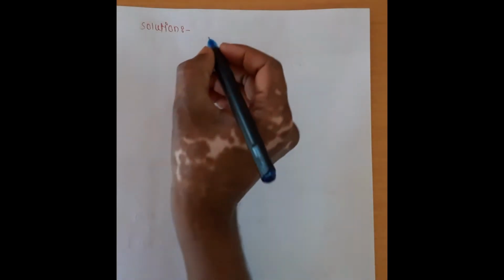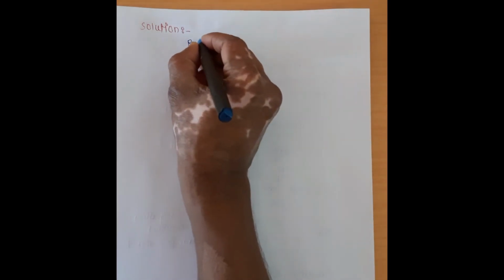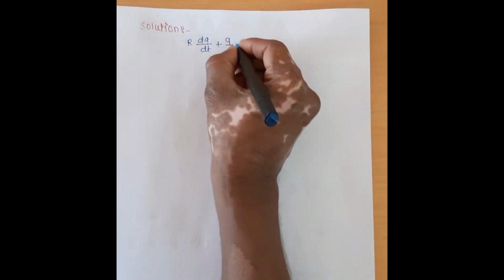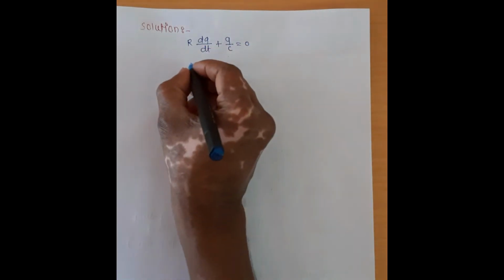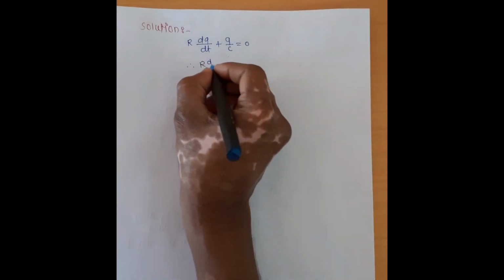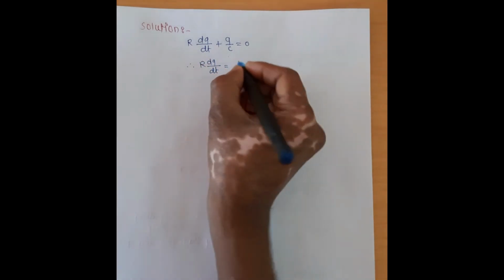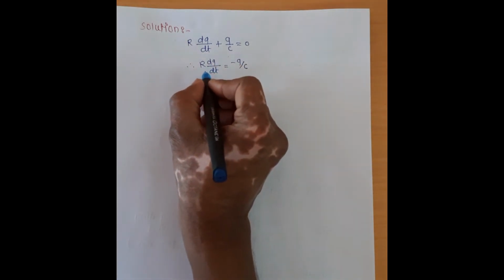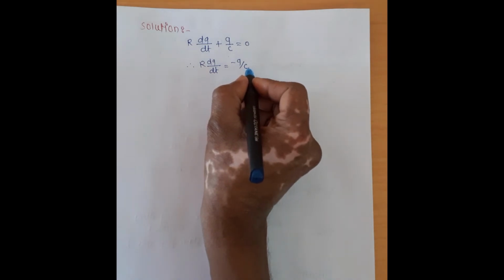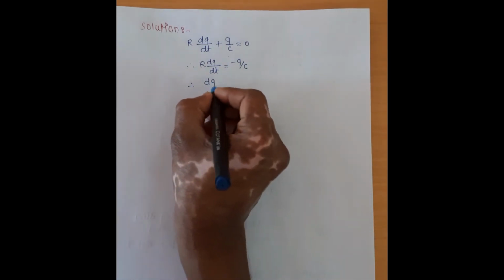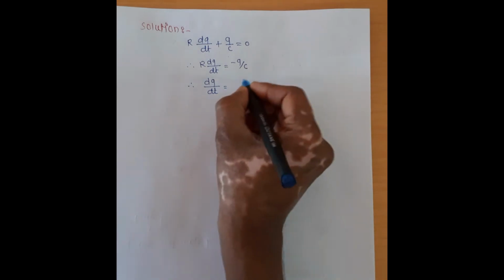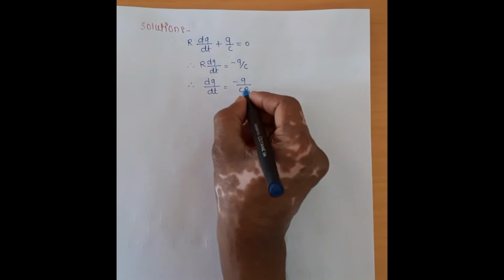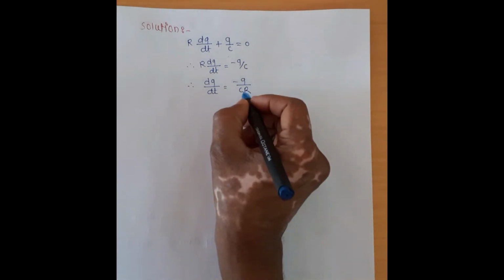Now we find the solution. So first we write down the equation, R dq upon dt plus q upon C is equal to 0. Now we modify this equation first. That will be R dq by dt is equal to minus q by C. And this R is multiplied, so it goes to the opposite side and will be divided. Therefore dq upon dt is equal to minus q upon C R.